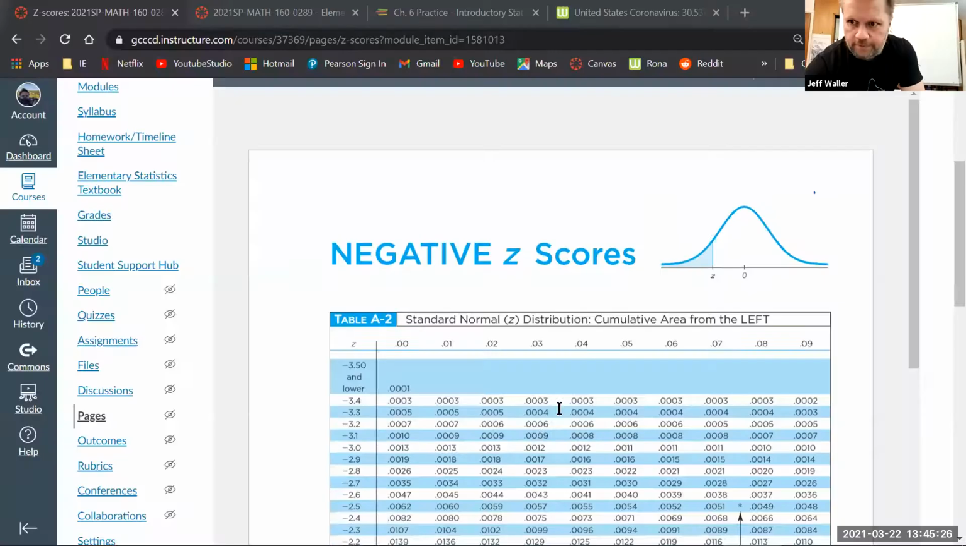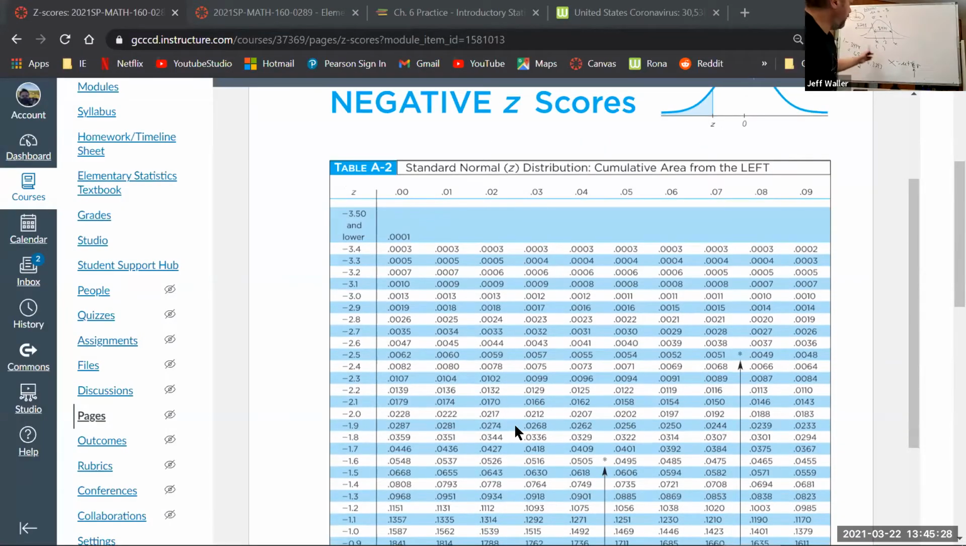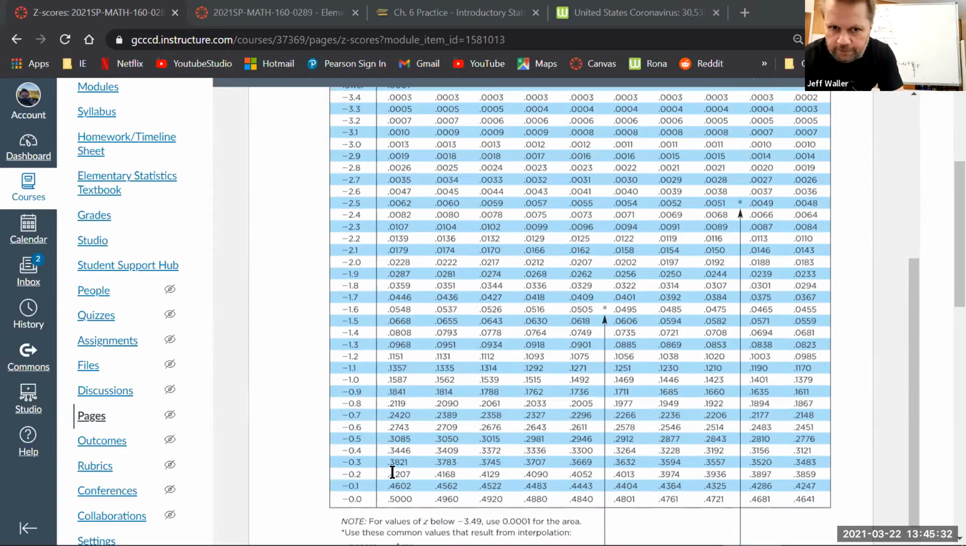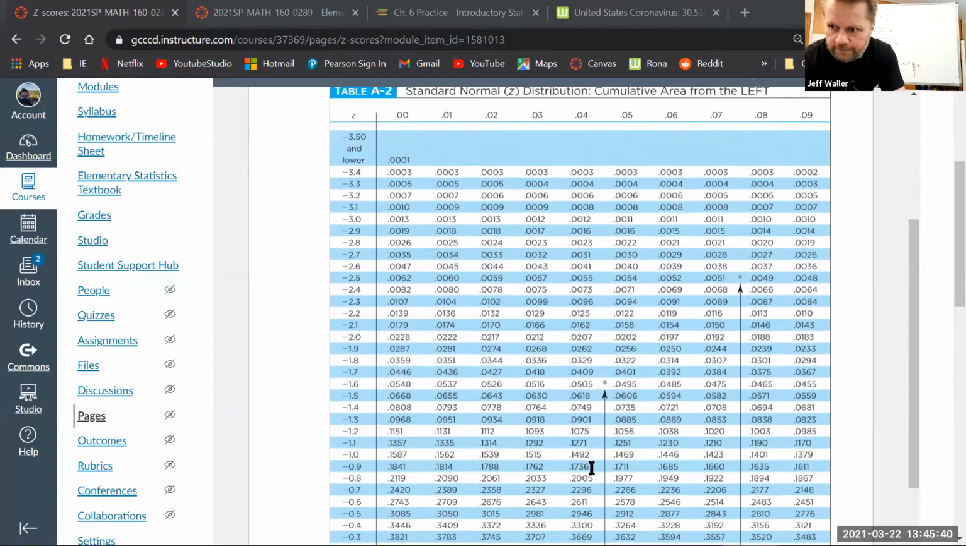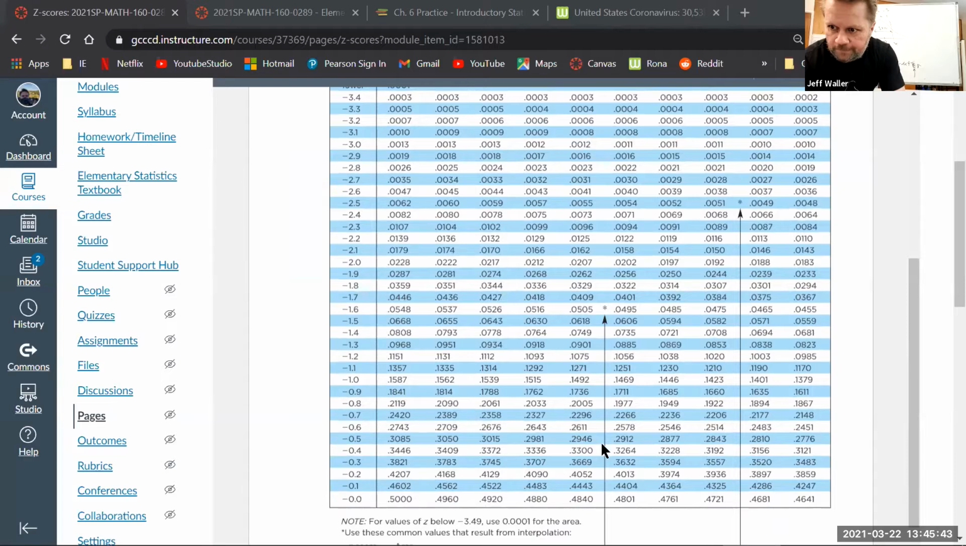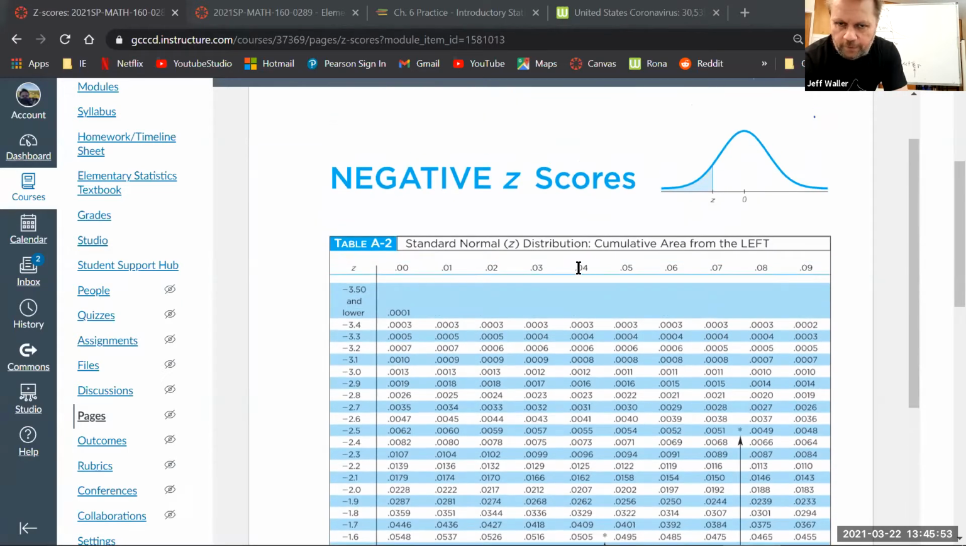So 0.3293. I know it's going to be negative because it's below the mean. Right? And sure enough, 0.3293. Would it be negative 0.44? Yeah, it looks like negative 0.44 is the closest I can get. Do you guys see that? 0.3293. The closest I can get is 0.3300. That's negative 0.44.